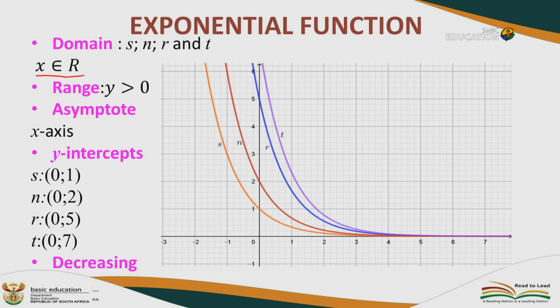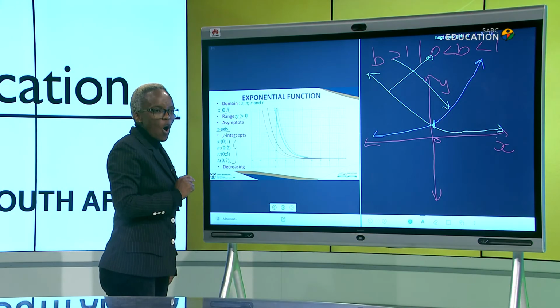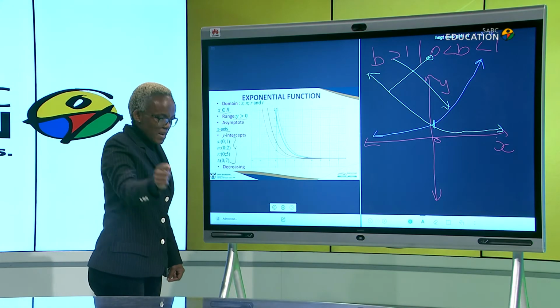The domain is still x, an element of real numbers. The range, y is greater than 0. Our asymptote, the x-axis, as an equation is y equals 0. The y-intercept, we can see our y-intercept. The graphs will have the y-intercept at (0, 1), (0, 2), (0, 5), and (0, 7). So this is still decreasing because this is the case of b greater than 0, b less than 1.